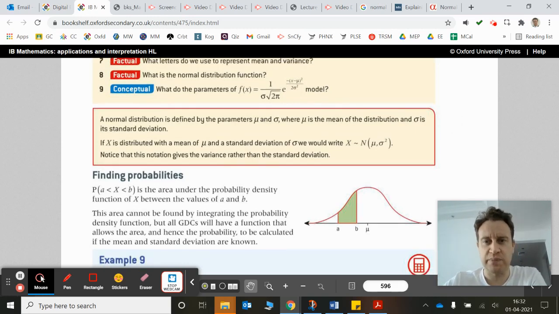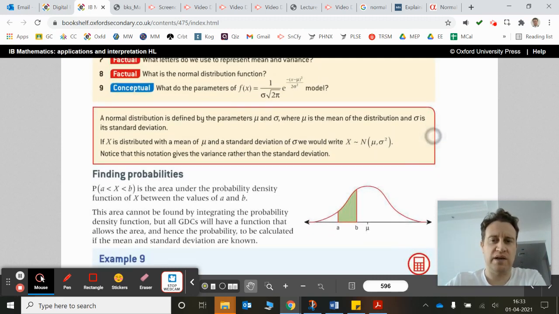In terms of describing the distribution, we can say X is distributed normally, and in the brackets we have our parameters. We have mu, which is the mean of the distribution, and sigma squared, which is the standard deviation squared, the variance. So sigma, this little Greek symbol, the lowercase sigma, is used for standard deviation in this case.